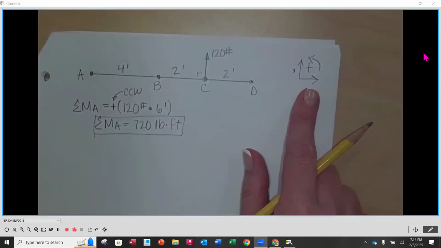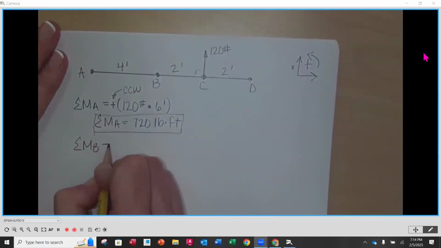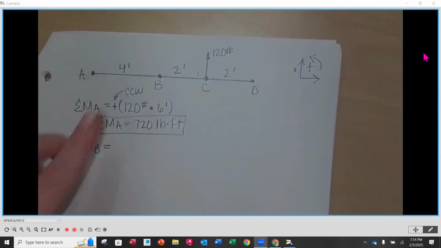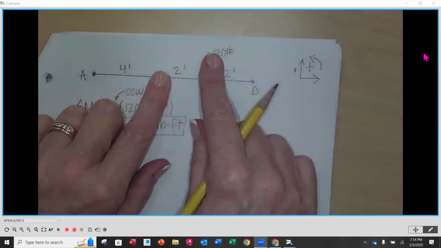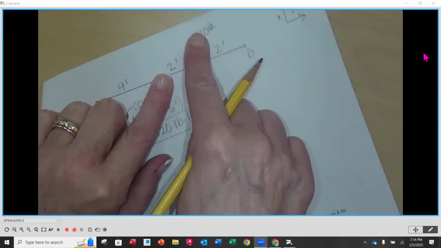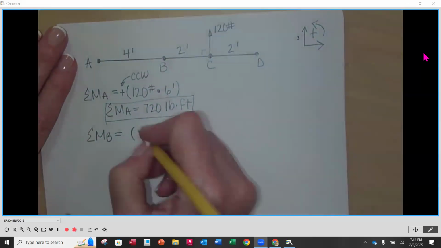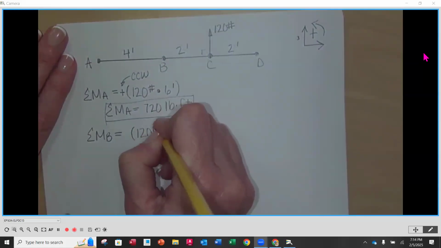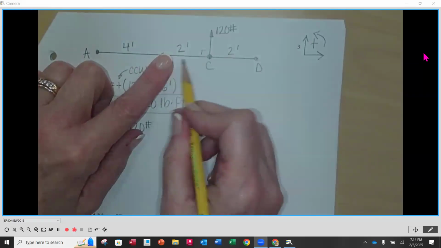Okay. All right, now let's sum our moments around point B. Sum moments around point B equal to. Now we're moving our finger to point B. And we're going to pull in the direction of the 120 pounds. Does it cause a rotation? Yeah, because there's an offset distance. So we are going to have a moment. It's going to be 120 pounds is the magnitude of the force. And then the distance is 2 feet.